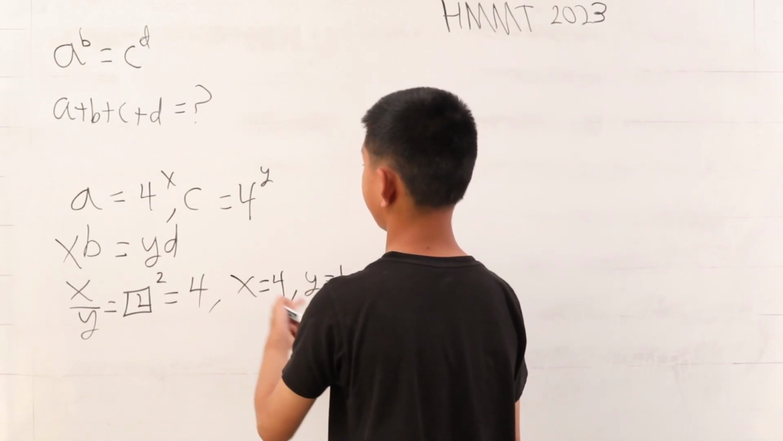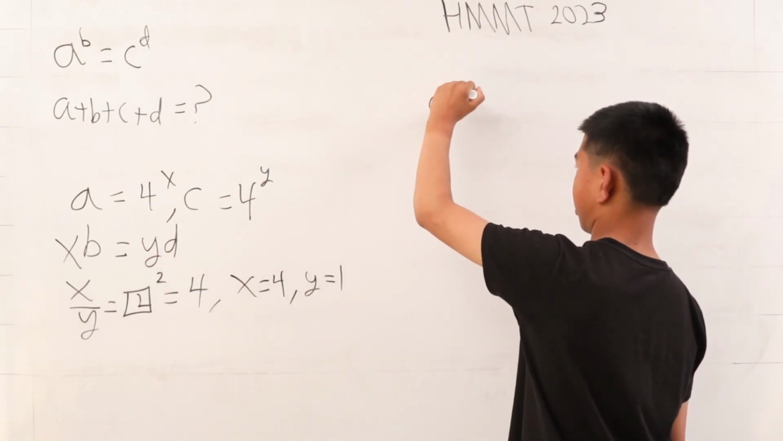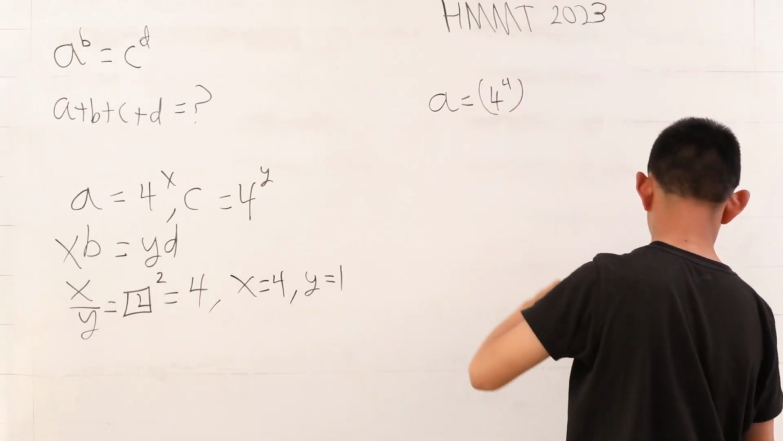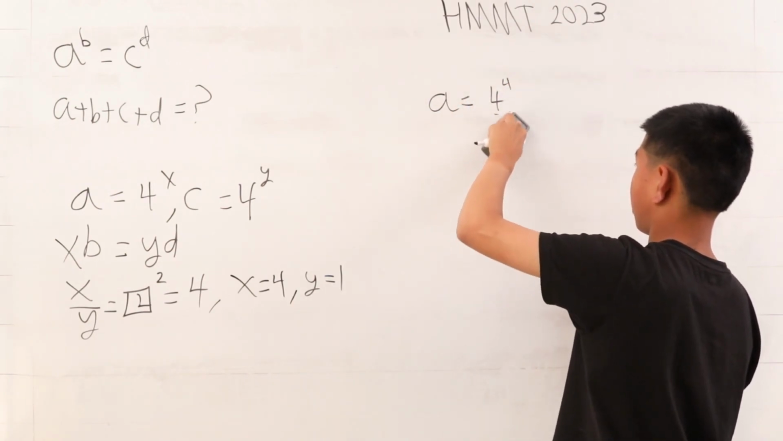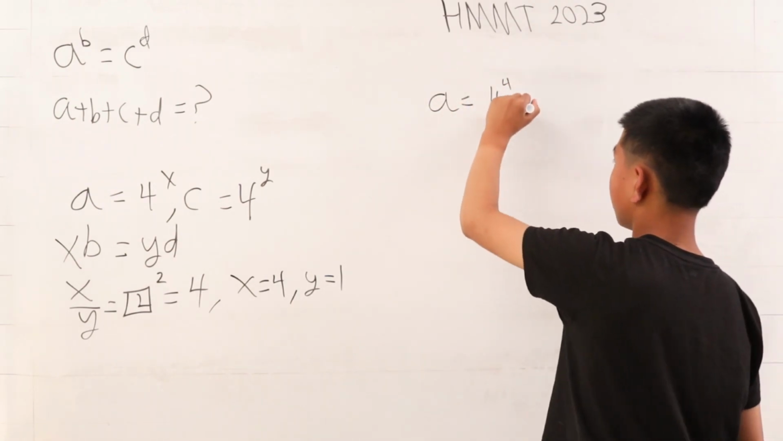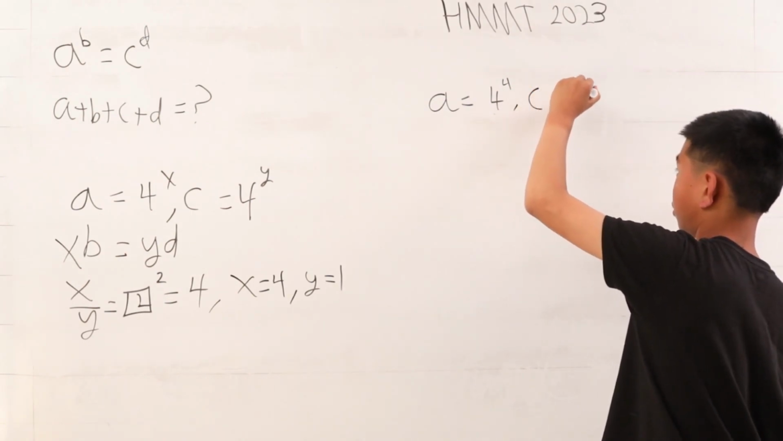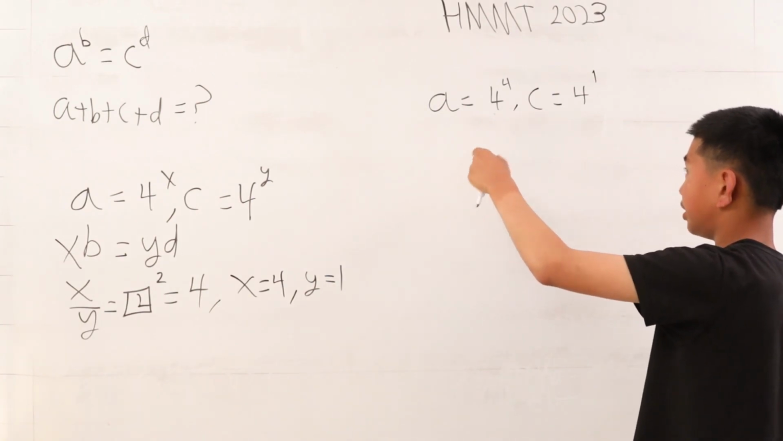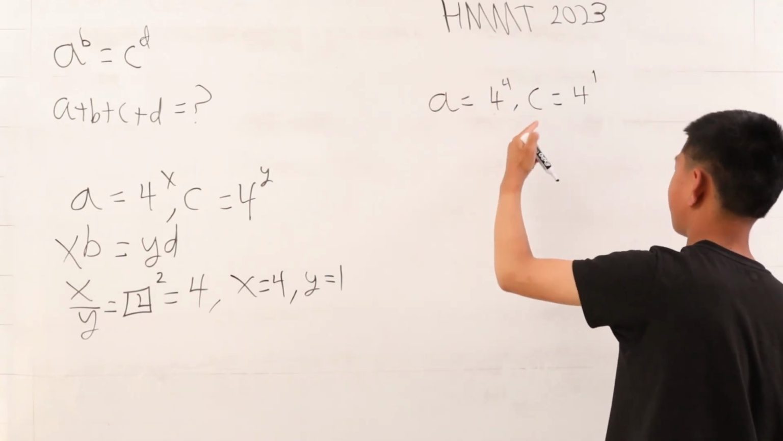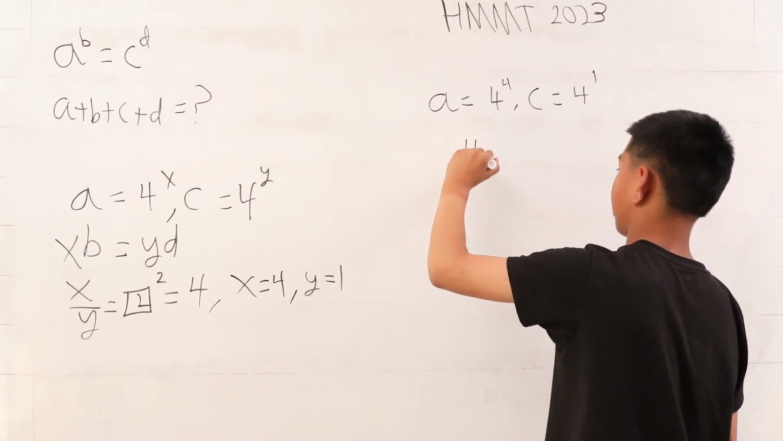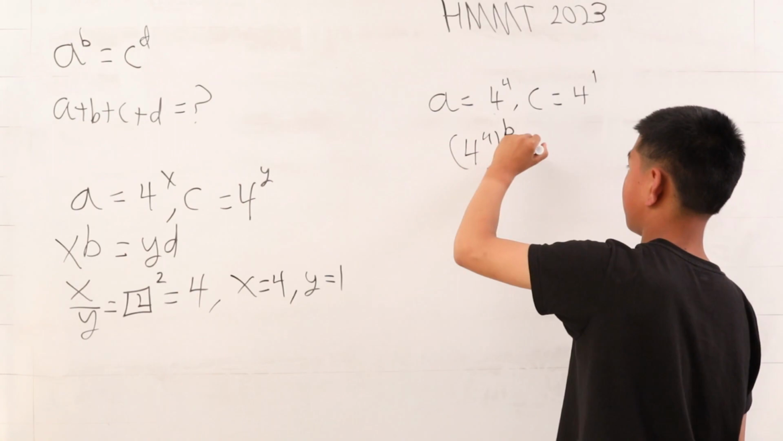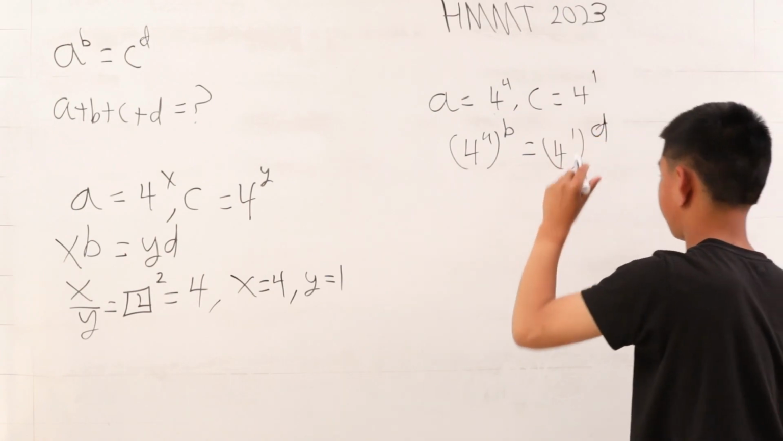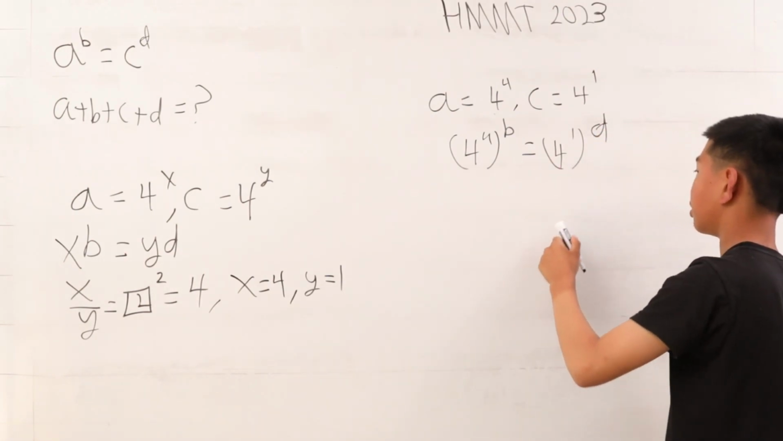Alright, so now we plug these values in. We get that a is now 4 to the power 4, and that's not including the b. And now we get that c is 4 to the power of 1. So we see here that there are still the b and d power factors to consider. So 4 to the power 4 to the power of b is 4 to the power of 1 to the power of d. Alright, so we know that they're distinct.